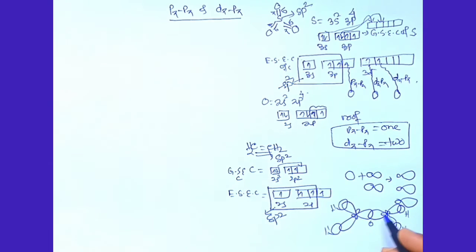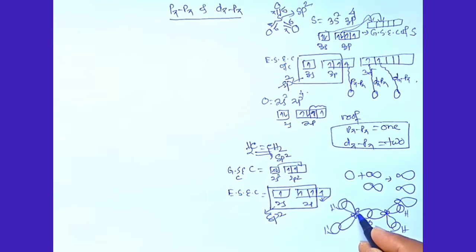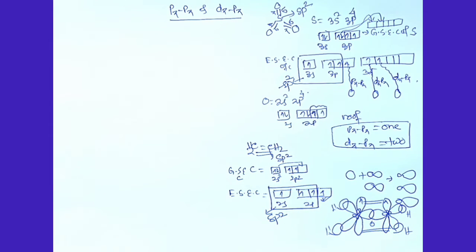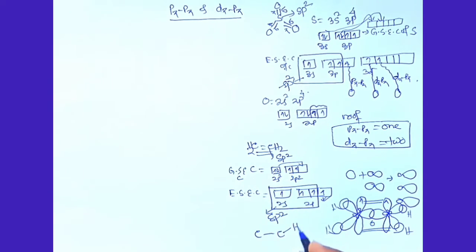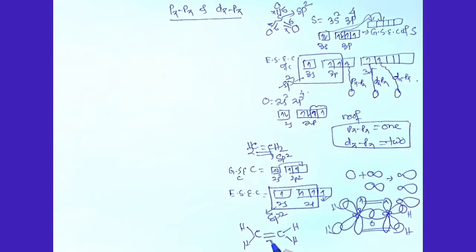So only the pz orbitals of carbon remain here. This is the unhybridized one. Both lobes of pz are the same size and each contains 1 electron. Now they form a pi bond by the sidewise overlapping of these pz orbitals. If you draw the structure, in between the carbons 1 sigma bond is formed, and there are 4 sigma bonds formed with 4 hydrogen atoms, and only 1 pi bond is formed between these 2 unhybridized pz orbitals of each carbon.